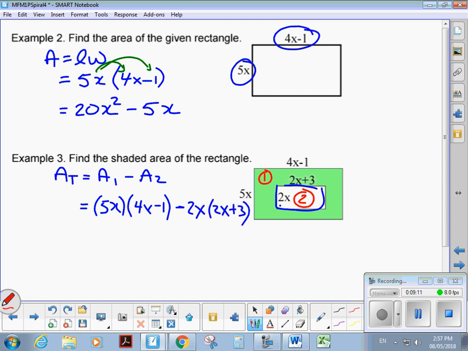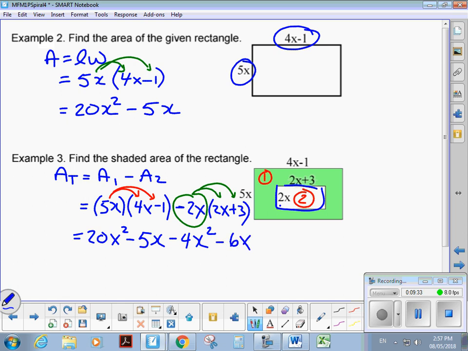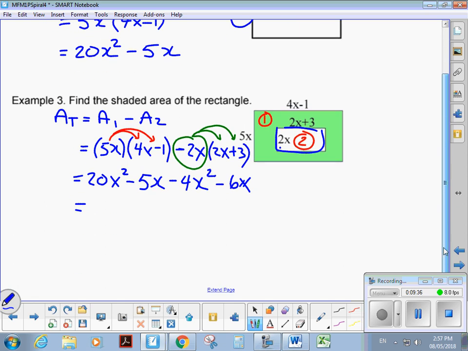So we go through and we use our distributive law. So multiplying that in, we get 20x squared minus 5x. The second one, we're going to take the negative 2x and multiply it in. So we end up with negative 4x squared minus 6x. And now we can gather up or group together some like terms. So we have x squareds. So 20 take away 4 is 16x squared. And then we have a negative 5x and a negative 6x term. So they're both negative. Be careful. Negative 5 take away 6 is negative 11x. So there is the area of the green part of that rectangle in terms of algebra.